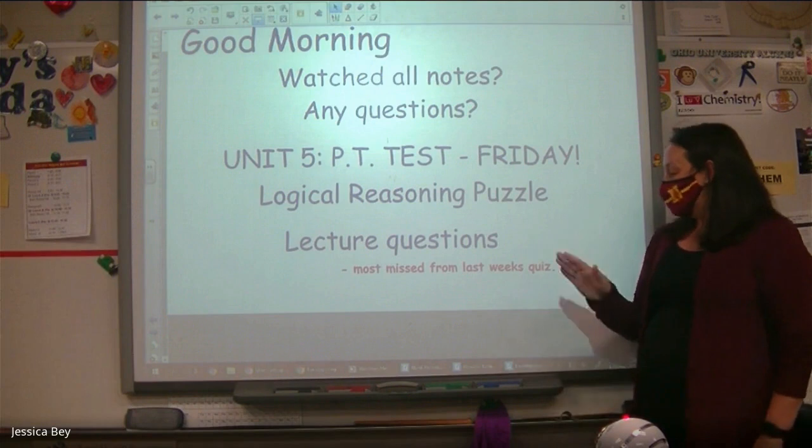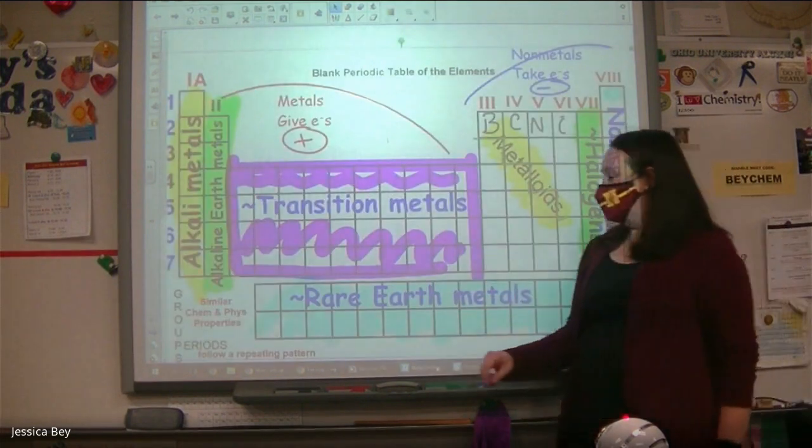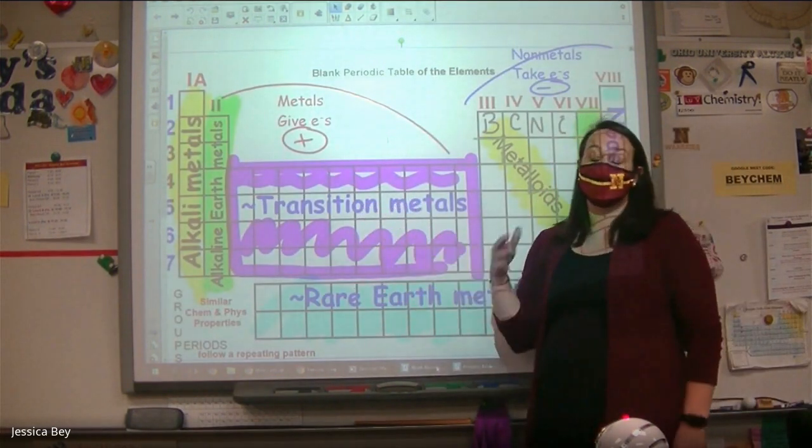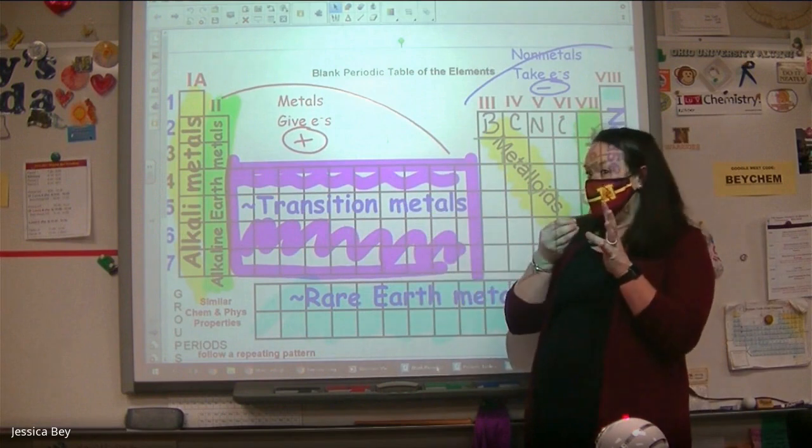Okay, so let's do this very, very quickly. Hopefully everybody, if you have your blank periodic table, it might help. You might have it still in your packet.